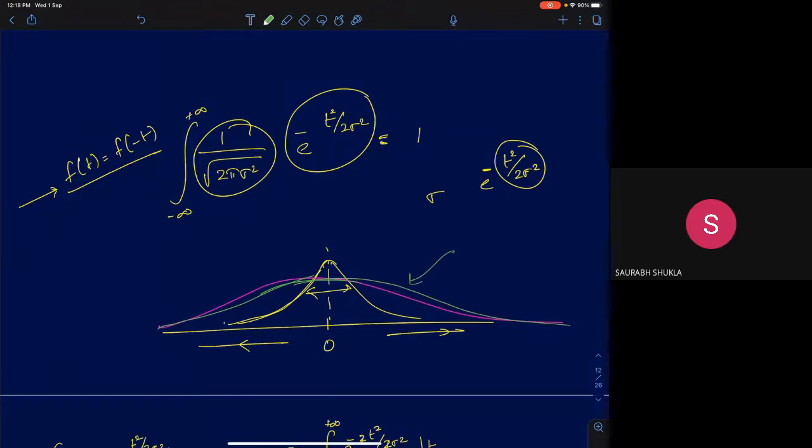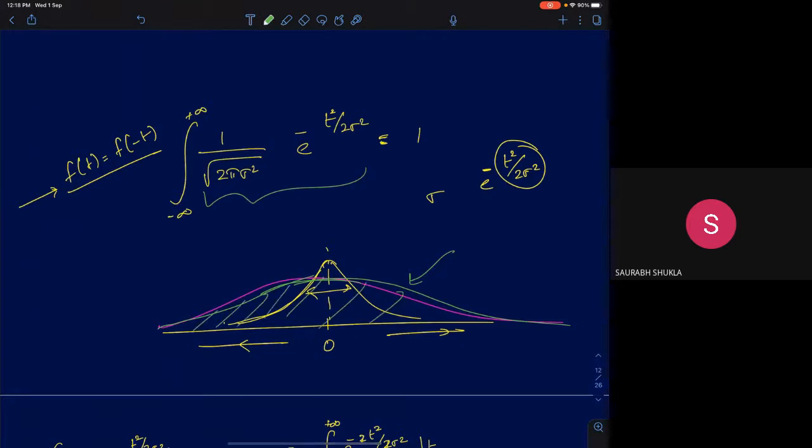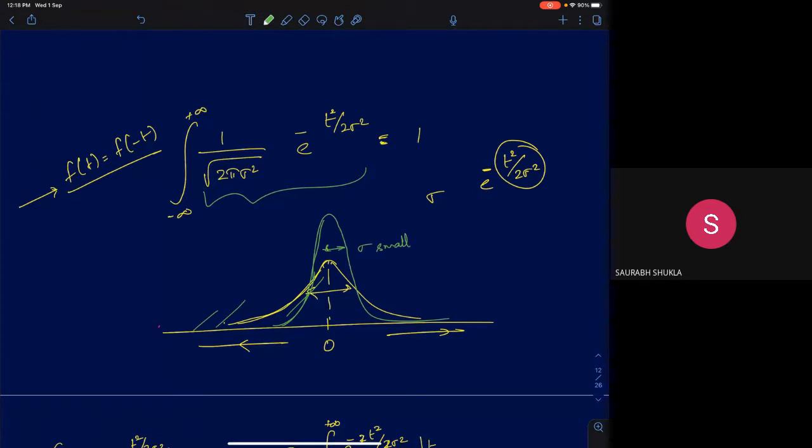Why will it flatten out? Because the area is 1. The area here is independent of sigma. So the area under the green curve should be the same as the area under the yellow curve. Now, if I decrease sigma, if I make sigma smaller and smaller, the function will become narrower and it will peak like this. So this is smaller sigma and the function will peak.